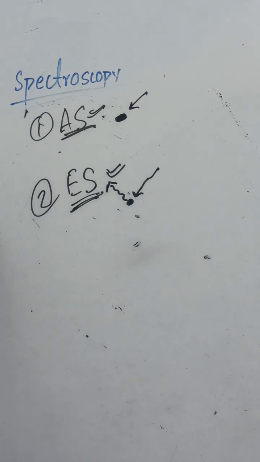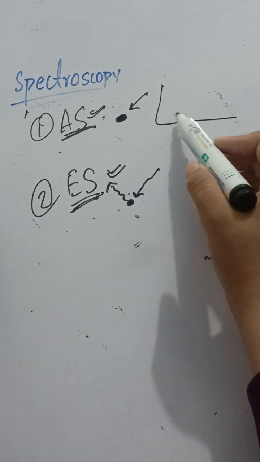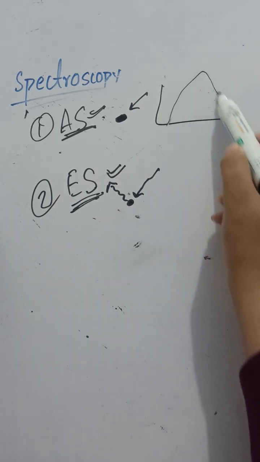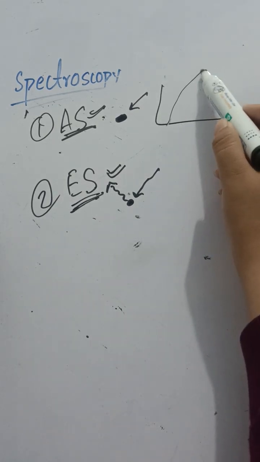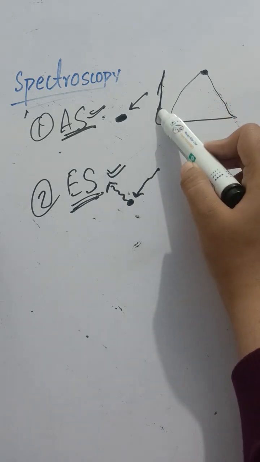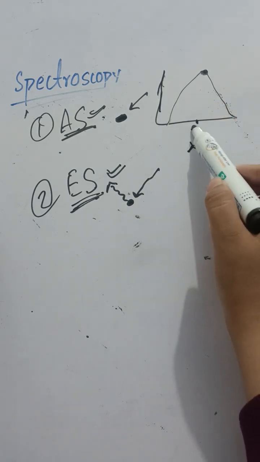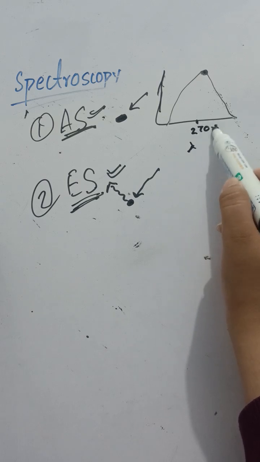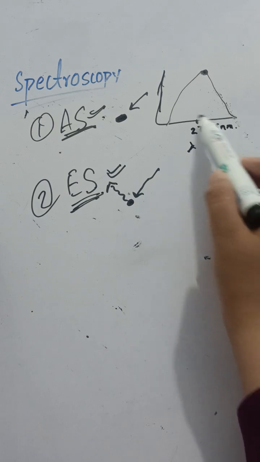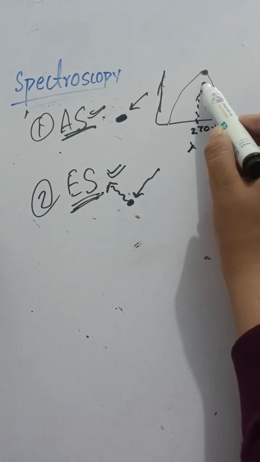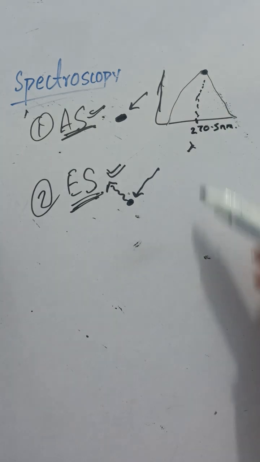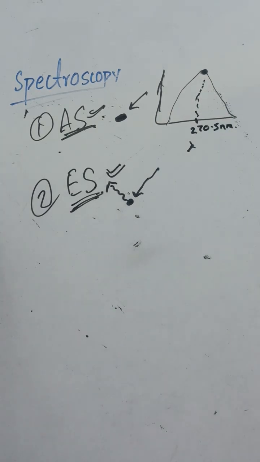For example, we have a graph here, and this is a sample, and it shows the highest peak at this wavelength. Now this is the absorption, and here the wavelength is shown. For example, here the wavelength is 270.5 nanometer. So this is the wavelength at which it shows the maximum peak, or it means this is the light wave at which it shows the maximum absorption.